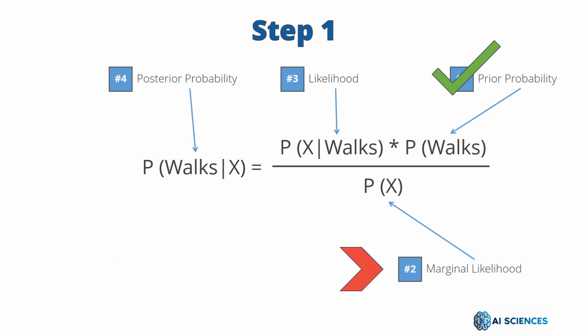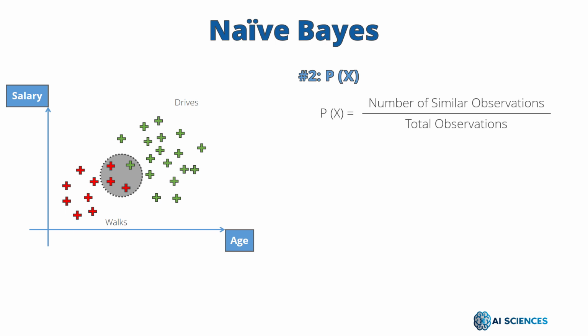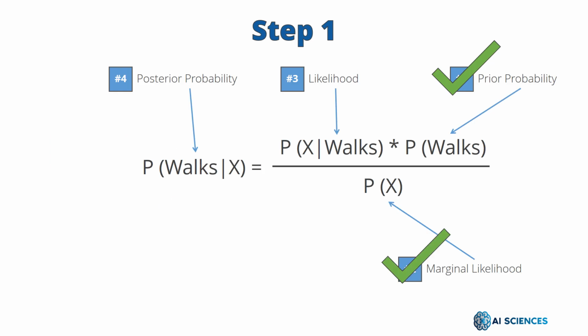Now let's find the marginal likelihood, that is the probability of x. Here first we remove the new data point. Now let's draw a circle around it. The radius is an input parameter; you have to give the input yourself. Those data points which are inside this radius are considered similar data points. So P(x) is equal to the number of similar observations divided by total observations. We can write P(x) is equal to 4 by 30, because you can see in the radius we have 4 data points and the total observation is 30. So we just calculated the marginal likelihood.